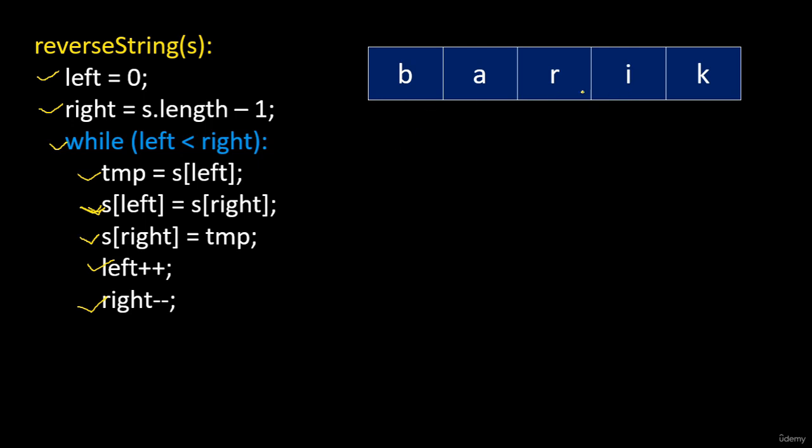If you're given this string, Barik, here we'll declare two pointers, left will point here, right will point here. So we'll swap these two values, B and K. So K will move here and B will move here. Now we're going to move left to this element and right to this element. Now we're going to swap A and I, so I will move here and A will move here. Then we're going to move left to this element and right to this element. Now we see this condition is false. Left is not less than right. Here left and right are equal. So we're done.